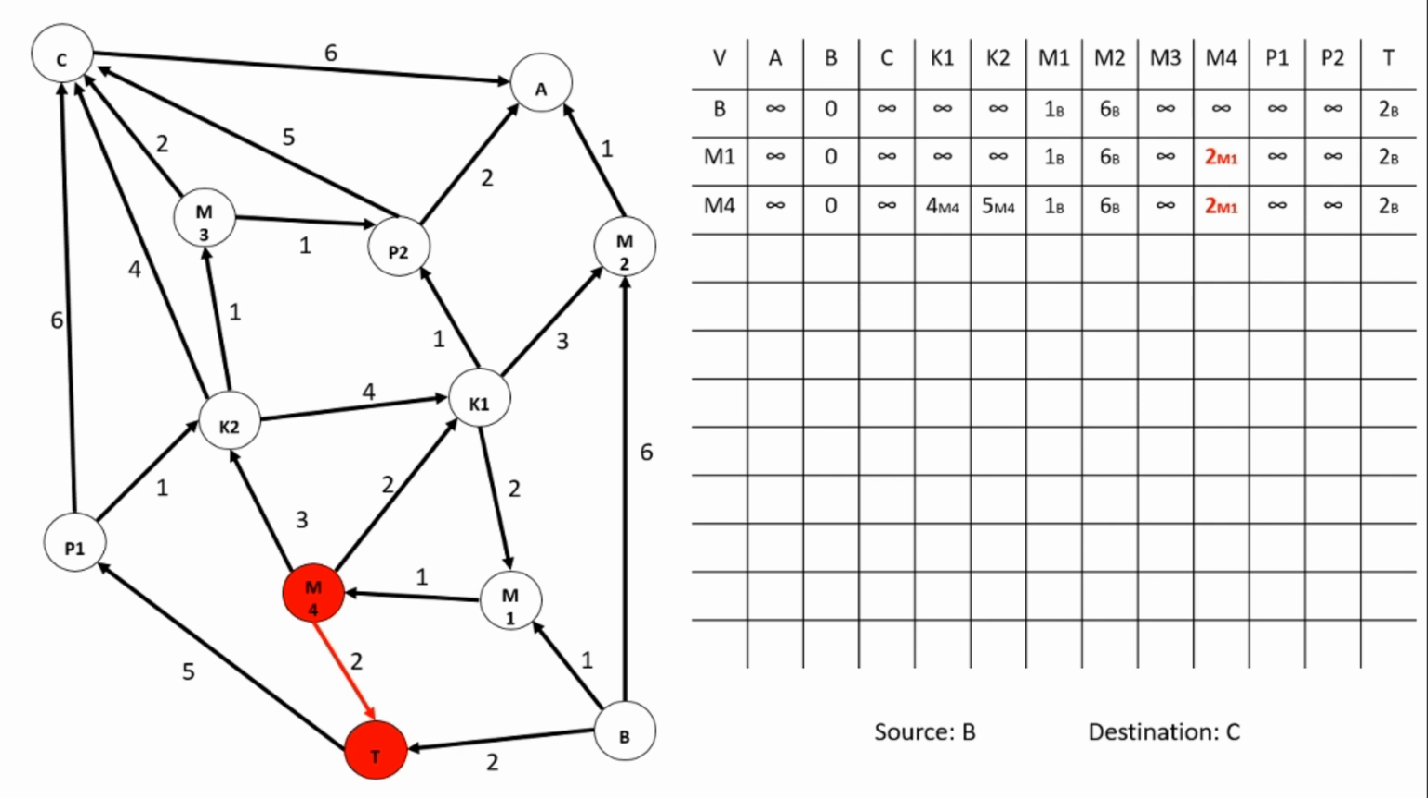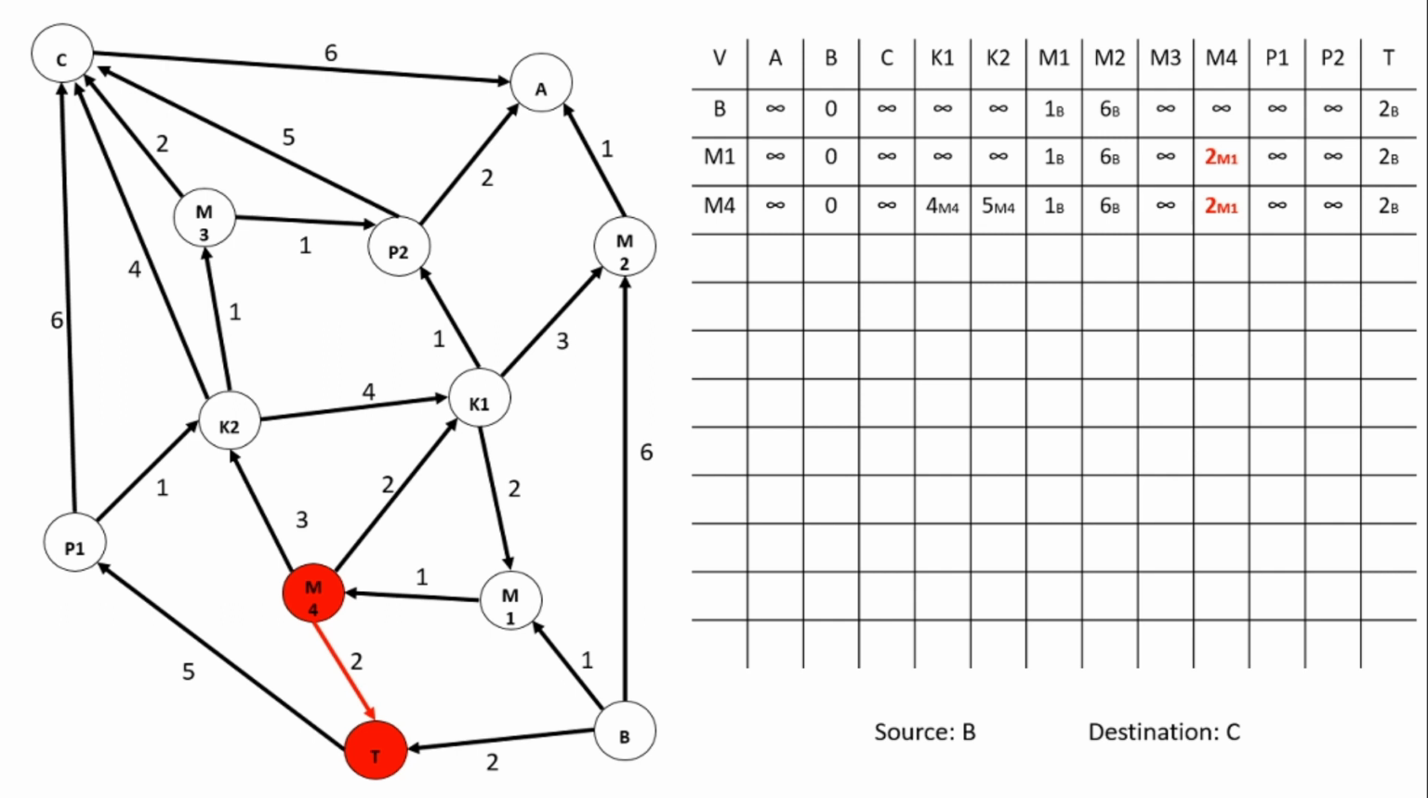Next, visit vertex T. Then add M4 to vertex T, then we will have total distance of 4. Since we have the smallest known distance for vertex T, we don't have to update. So just proceed for the next step.